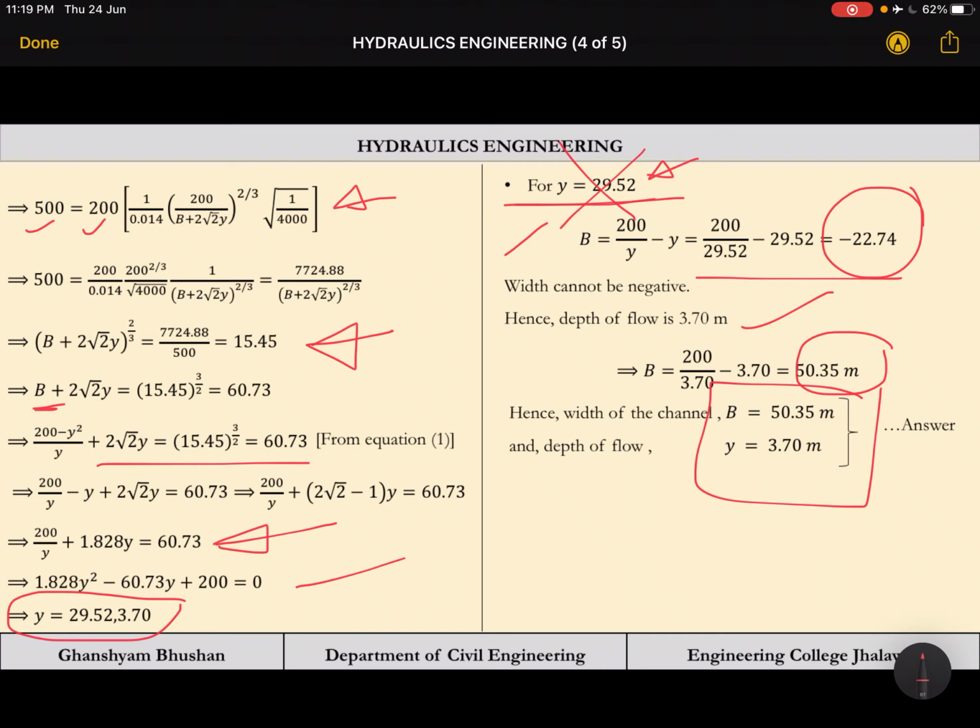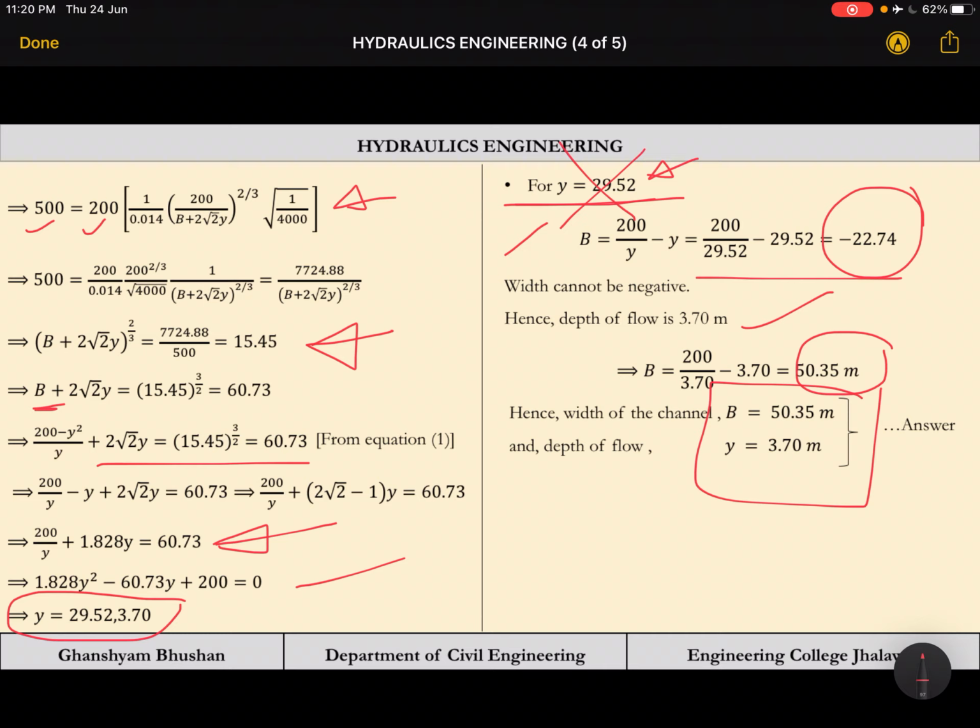So you can see the width is 50 meters. It is a very, very huge canal, because we can anticipate this kind of dimensions, because the discharge was how much, 500 meter cube per second. So you can imagine how much volume 500 meter cubes will be, and it has to pass every second. That is why the dimensions are coming very, very huge.